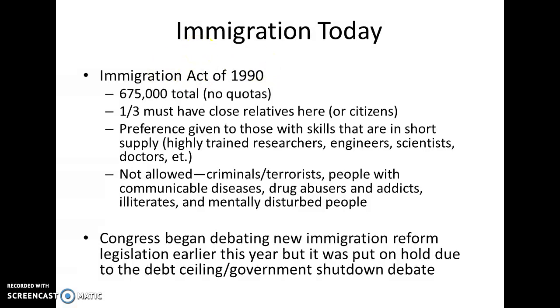All right, today we allow 675,000 total people into the United States. Again, there are still no quotas on what countries people can be from.